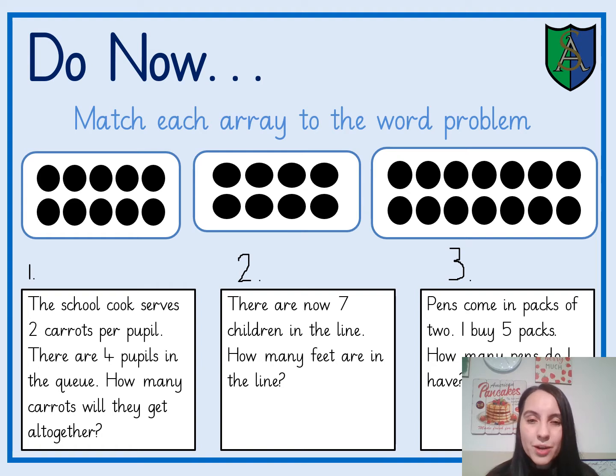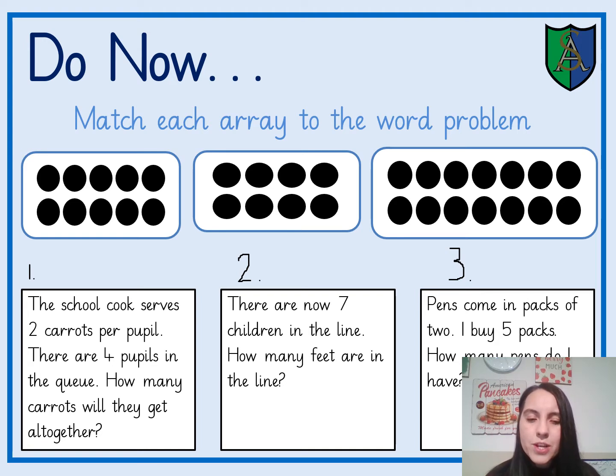Now what we're going to do is read each of the word problems and match them to the correct array. I'm going to do maybe the first one with you, and then I will let you complete the others independently. Okay, so let's read problem number 1. The school cook serves 2 carrots per pupil. There are 4 pupils in the queue. How many carrots will they get all together?